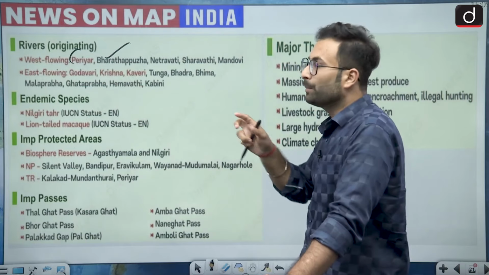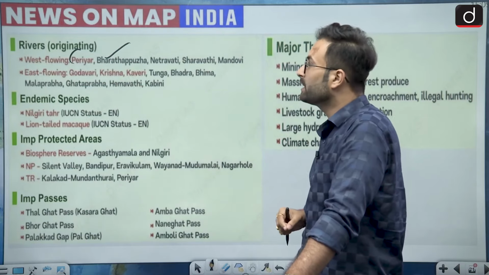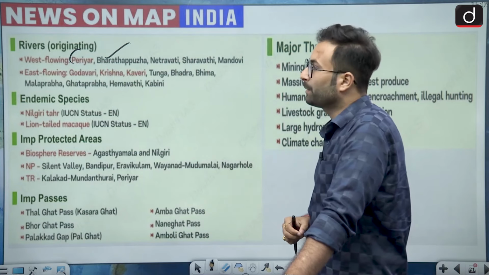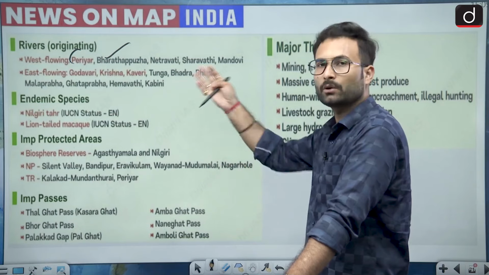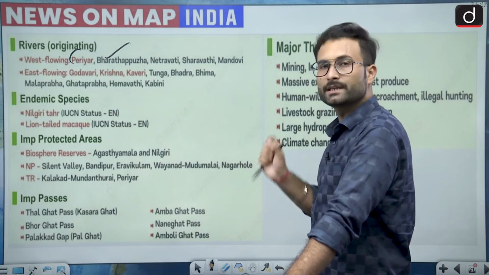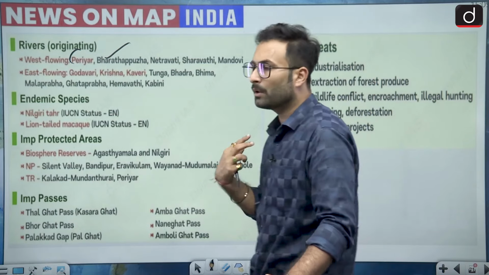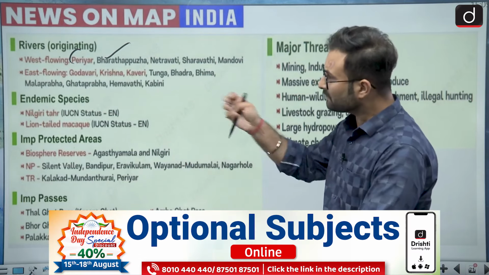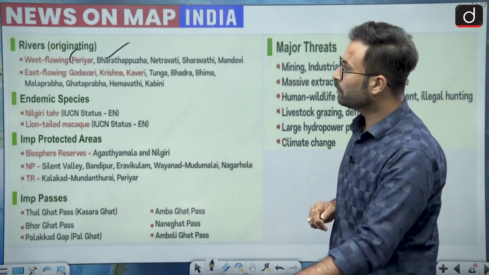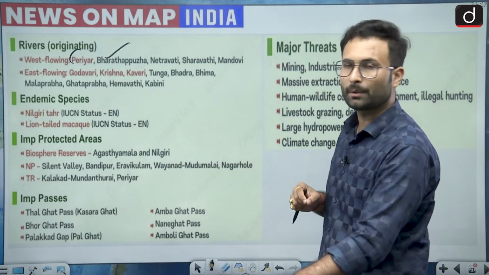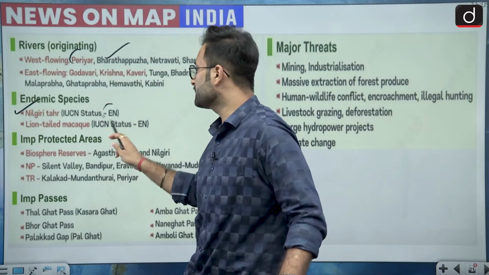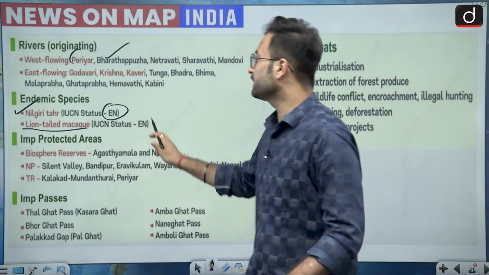Then when we are talking about the east flowing rivers, here you can see Godavari, Krishna, Kaveri, these are the important ones, and then Tunga, Bhadra, Bhima, Malaprabha, Ghataprabha, Hemavati, Kabini, these are also east flowing rivers. Okay, most of the rivers in the peninsular region are east flowing rivers. Now moving further, here you will be seeing endemic species. So there is the Nilgiri Tahr, which has an IUCN status of endangered. Lion-tailed macaw is also endangered.